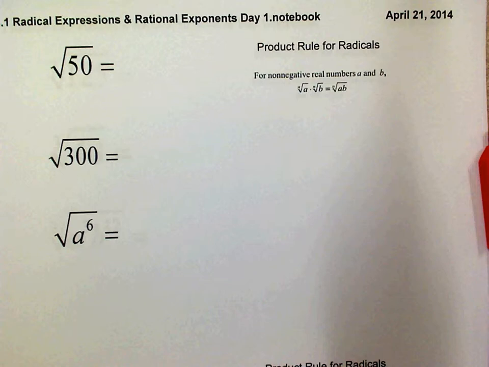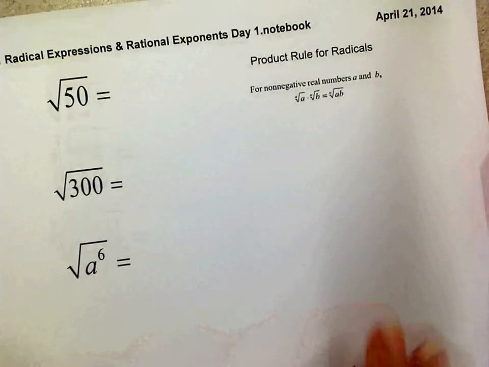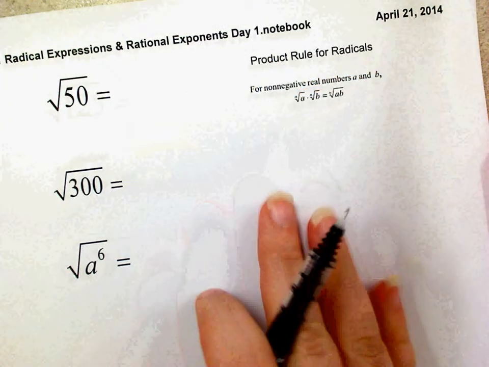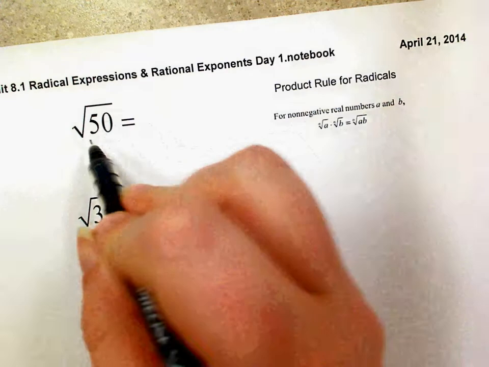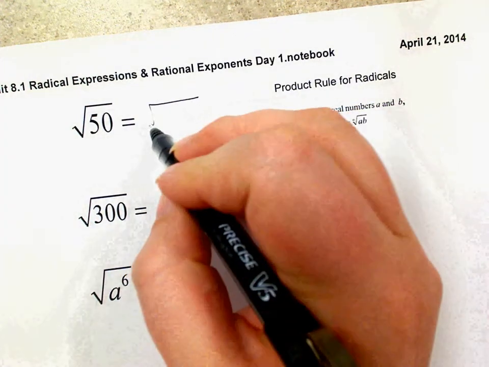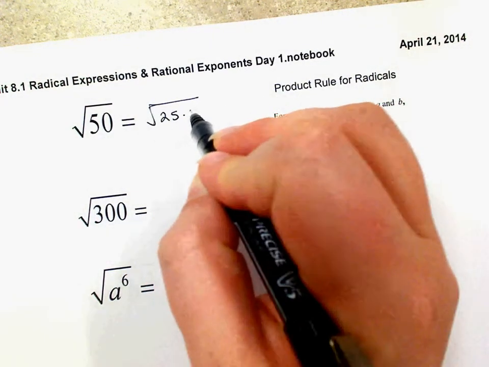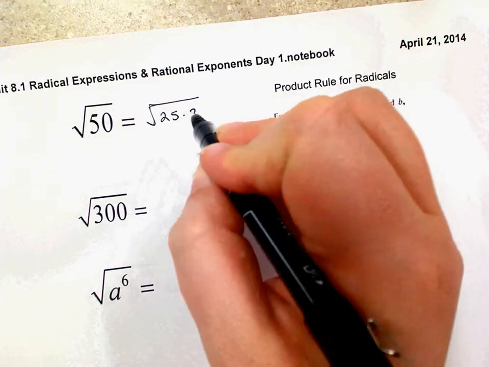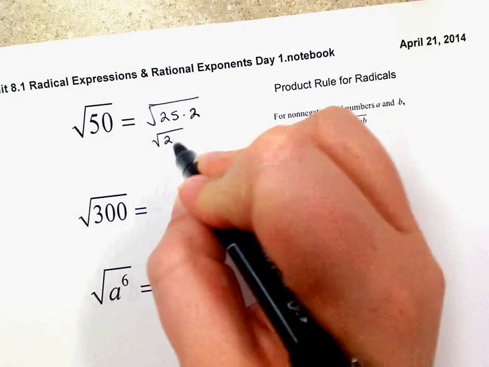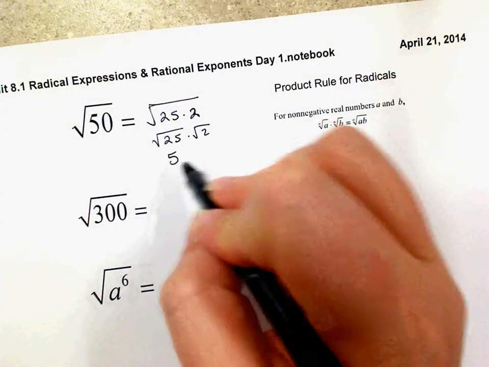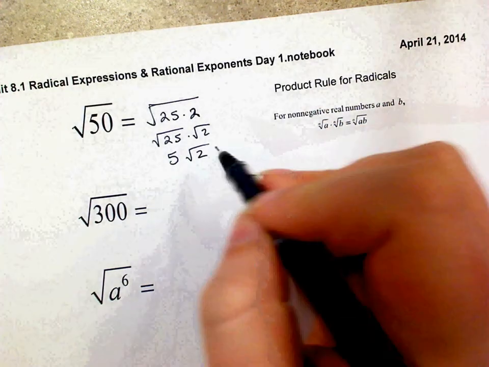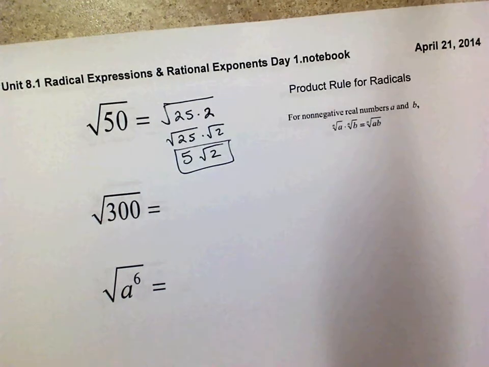Okay, so for simplifying radicals, the first one is the square root of 50. All you need to do is think about what perfect square goes into 50 and then simplify from there. The perfect square that goes into 50 is 25, so I'm going to write this as the square root of 25 times 2. And then the square root of 25 times the square root of 2 is the same thing as this, and the square root of 25 is 5 times the square root of 2. And that would be my final answer.